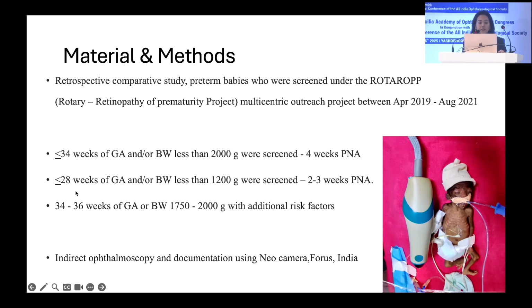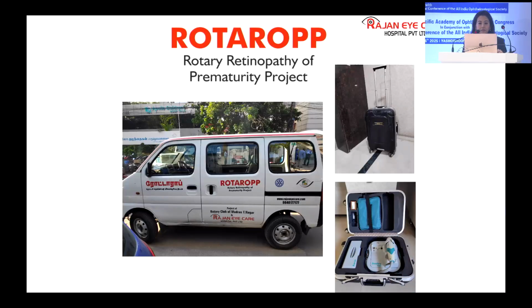When they were less than or equal to 28 weeks of gestational age and the birth weight was less than 1,200 grams, we screened them much earlier. And they were also screened if the babies had additional risk factors. We did indirect ophthalmoscopy, and the documentation was done using the Trinetra Neo camera from Forus.